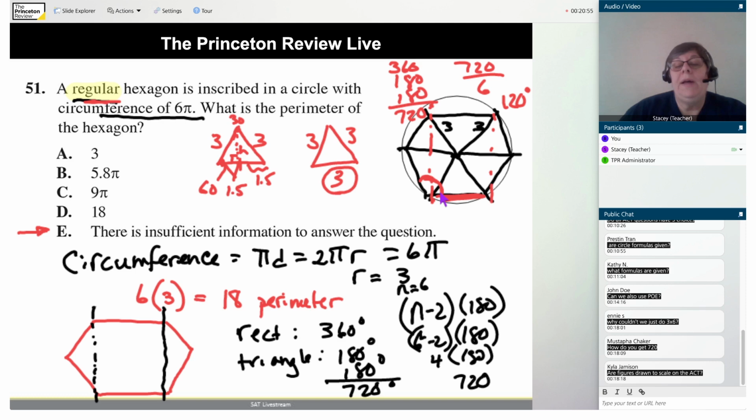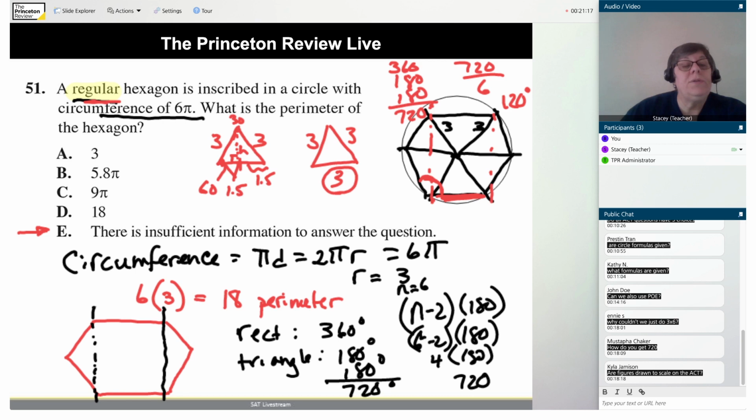Oh, if I have 120 degrees in this whole angle, the radius is going to bisect it. That's going to put 60 here, 60 there, 60 there. That is going to be an equilateral triangle. Then it is exactly 6 times 3, so my perimeter is 18. Let's go ahead, circle 18 so we don't forget what the answer is.